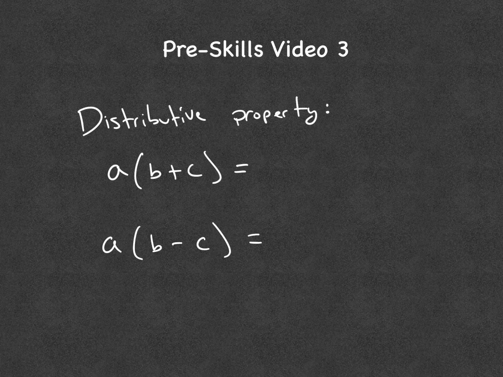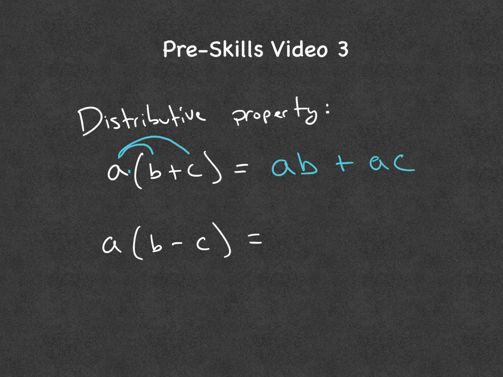It's when you have a number or a variable multiplied in front of a parenthesis. And remember that this implies multiplication, right? So we don't write it, but there's an implied times sign right there. Okay, so I'm going to erase those since we don't usually see them. And what we're going to do is multiply the a to both the b and the c. Any term inside the parentheses gets multiplied by a. And so what that ends up looking like is a times b plus a times c.